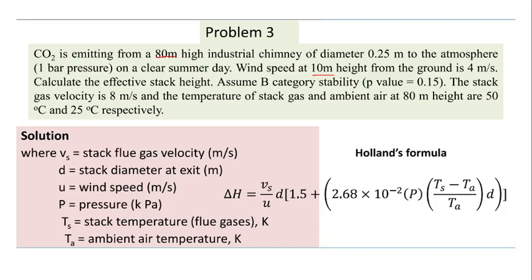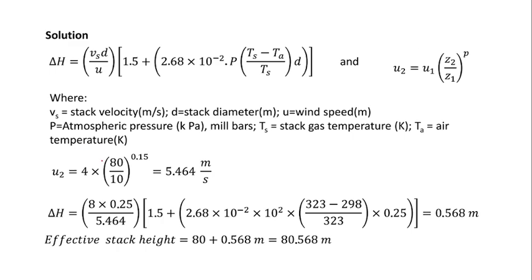That's already given. At 10 meter, the wind speed is 4 meter per second. So you are calculating what is the speed at 80 meter. And here the exponent P is taken as 0.15. So the value of U2 is 5.464 meter per second. It is calculated. Now you have all the unknown values to calculate the delta h.